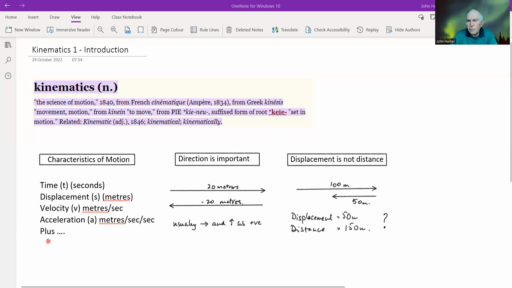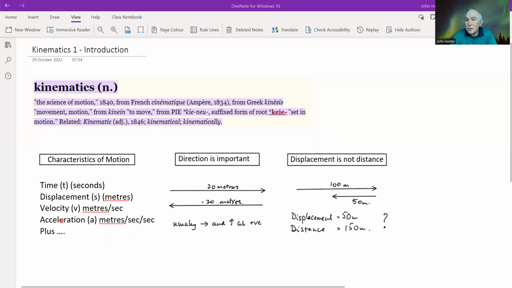There are other ones that we don't actually come into at A level. Time is a sort of usual thing. Displacement is in meters. Velocity is the rate of change of displacement with respect to time, sorry, meters per second. Acceleration is the rate of change in velocity, meters per second squared, how much the meters per second changes every second.